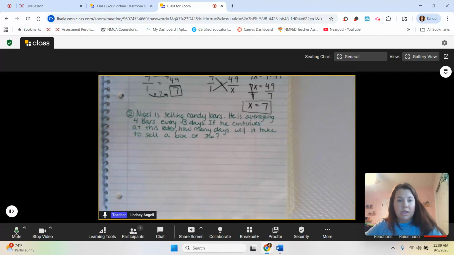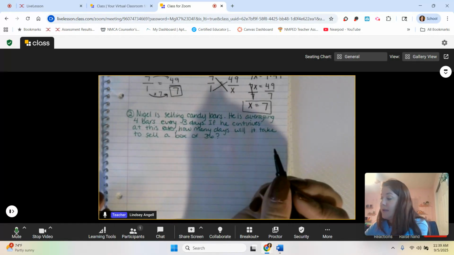Number 2. Nigel is selling candy bars. He is averaging 4 bars every 3 days. If he continues at this rate, how many days will it take to sell a box of 36? And a box of 36 candy bars is what it should say.